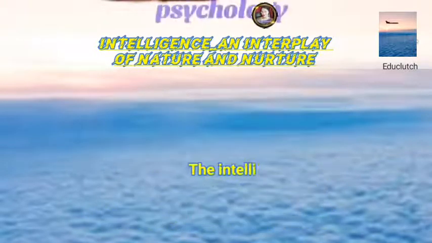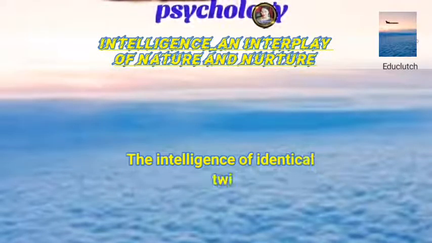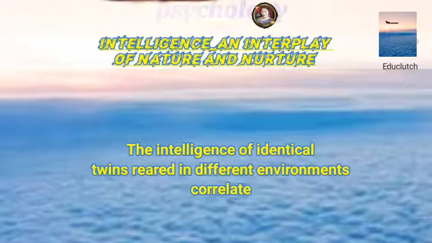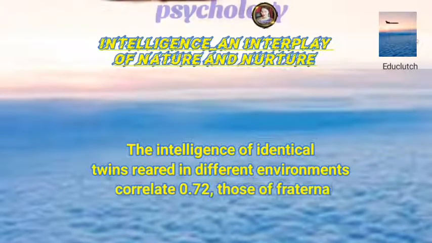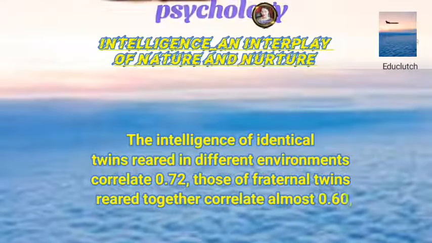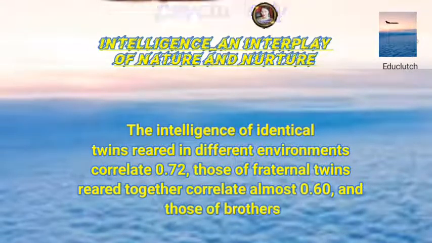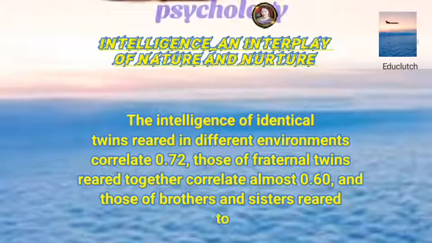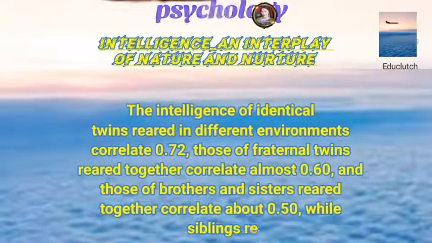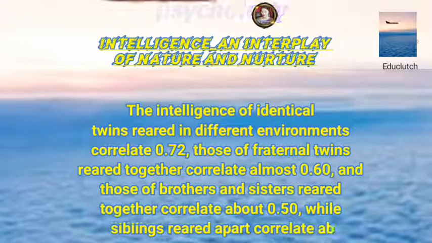The intelligence of identical twins reared in different environments correlate 0.72. Those of fraternal twins reared together correlate almost 0.60. And those of brothers and sisters reared together correlate about 0.50. While siblings reared apart correlate about 0.25.